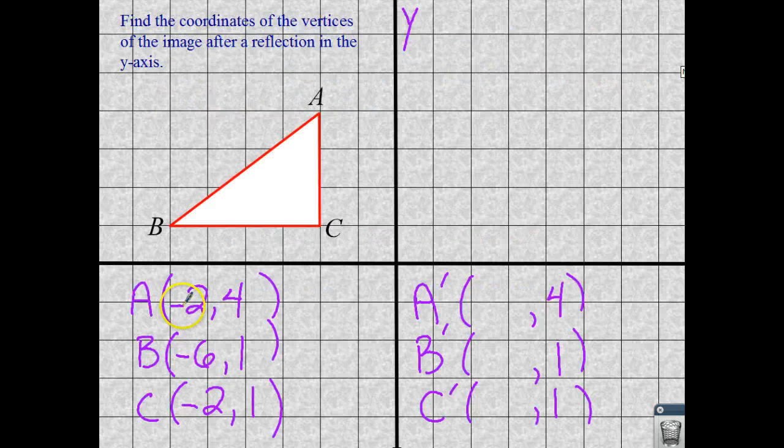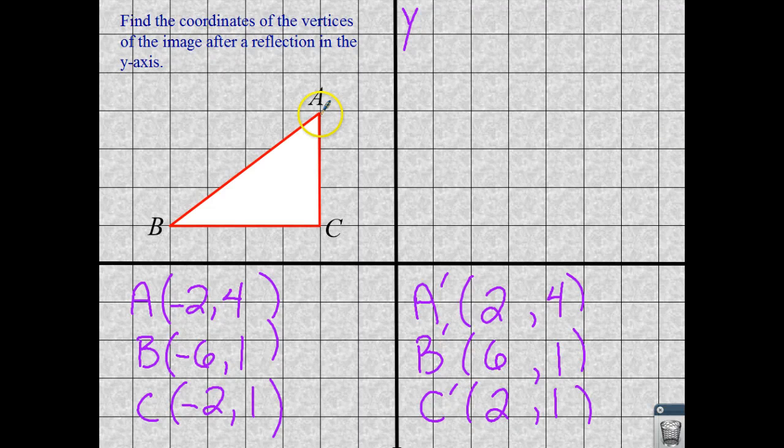So the opposite of -2 is 2. The opposite of -6 is 6. And the opposite of -2 is 2. Now you can go and graph those ordered pairs and take out your straight edge and draw your line segments and create your new triangle. Or I'm going to show you a second way that if you have this picture on a grid, you don't even need to do the notation rule. And I'll show you how to do that here.